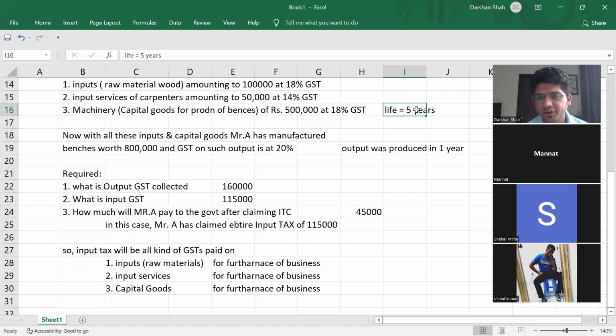So this is a bit different from depreciation. In depreciation, what do you take? You don't take the entire capital goods value. You only take the depreciated value, right? So in case of depreciation, you would have taken 5 lakh divided by 5 years, only 1 lakh. But in this case, I'll take the entire 5 lakh into 18%.